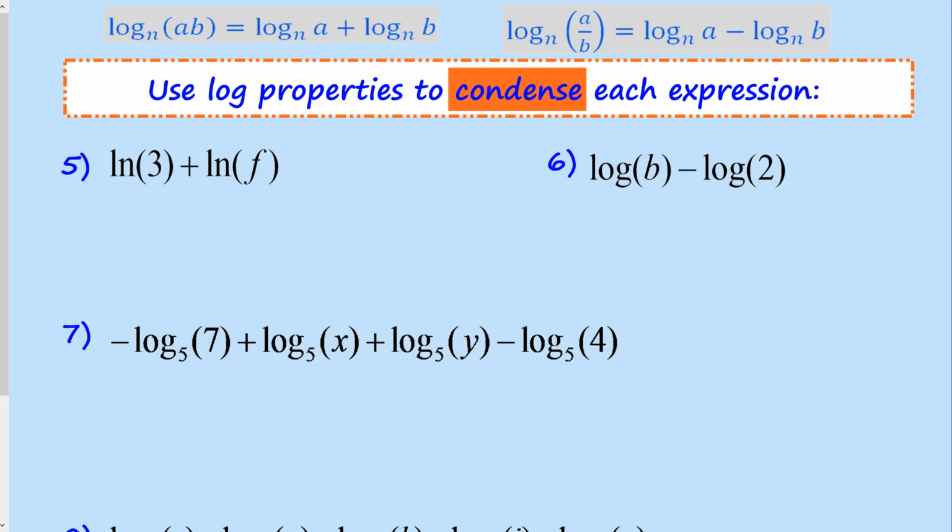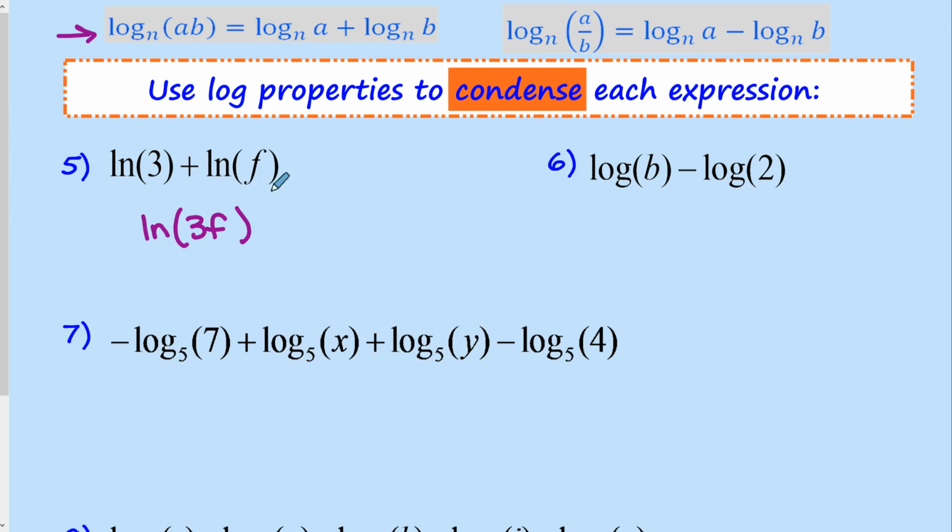Okay, we're going to use those same two properties, but now we're going to use them to condense each expression. So number 5 is a log plus a log. So look back at the product property. If you have a log plus a log, notice you have to have the same base, of course. So you're going to change it to the log of the product. So this is going to be the natural log of the product, 3f.